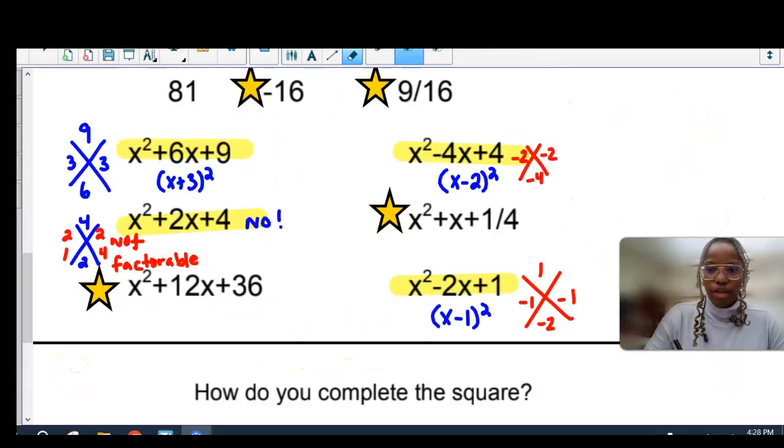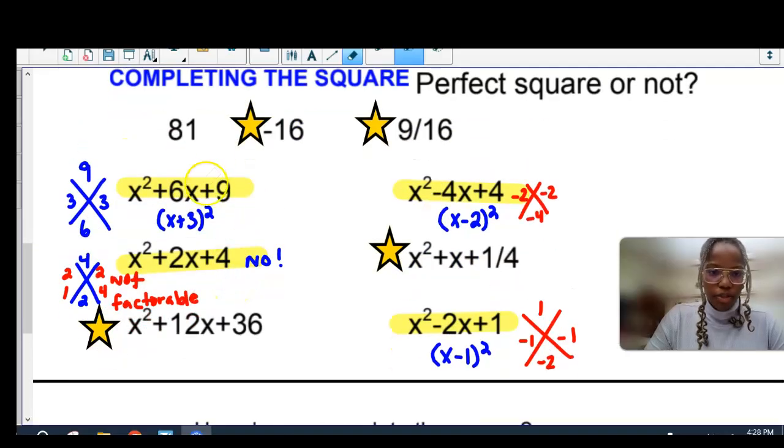Okay, check your work here. I cleaned it up a little bit. So again, when I factor this, I need two numbers that multiply to 9 but add up to 6. Because these two numbers are the same, I know that I'll have a perfect square, okay?